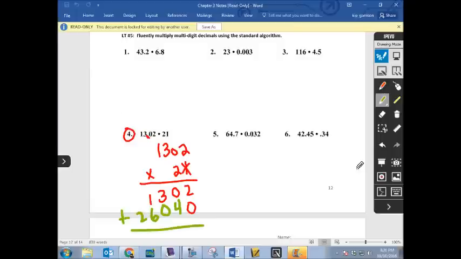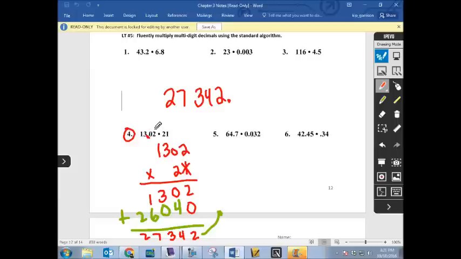Now we're ready to add these together. I'm going to have to do this up here because I'm out of room and I can't move it down. Maybe not. Maybe I can fit it. 2 plus 0 is 2. 0 plus 4 is 4. 3 plus 0 is 3. 1 plus 6 is 7. And then 2. So you get 27,342. The decimal right there.